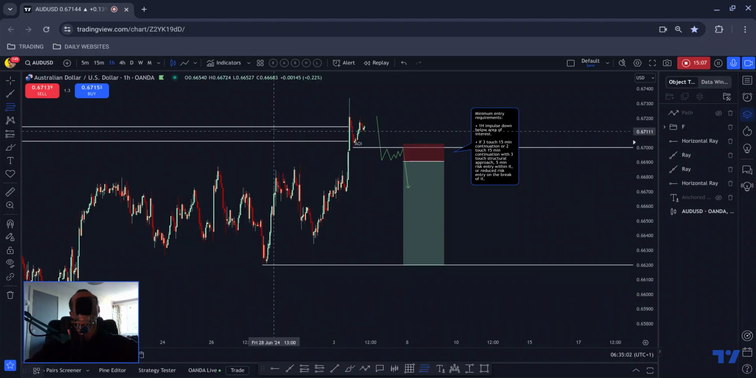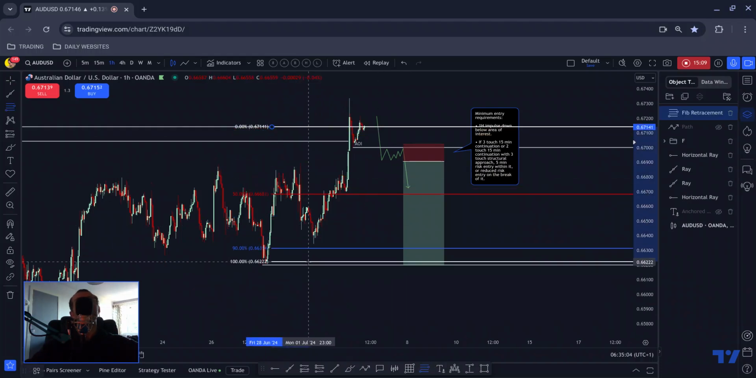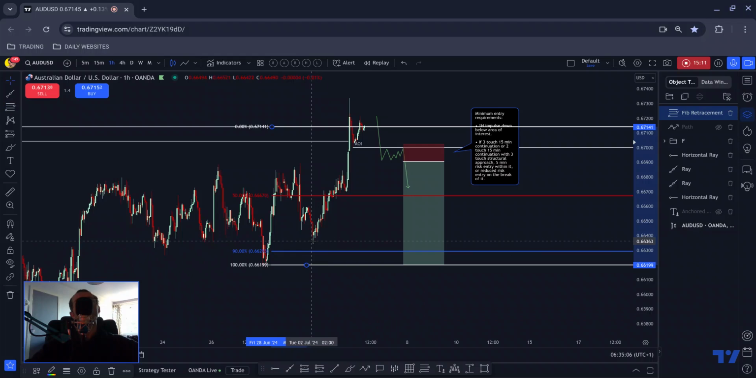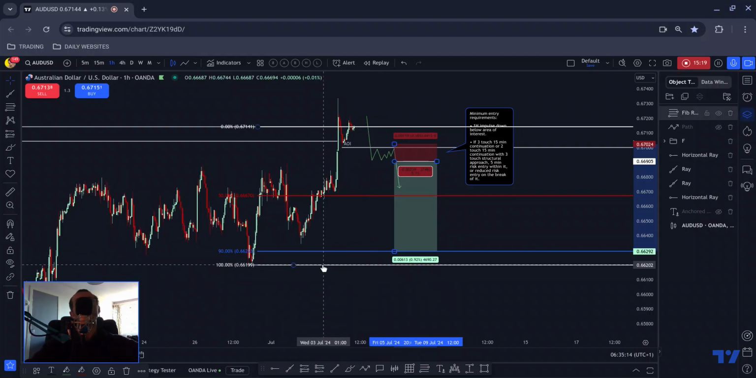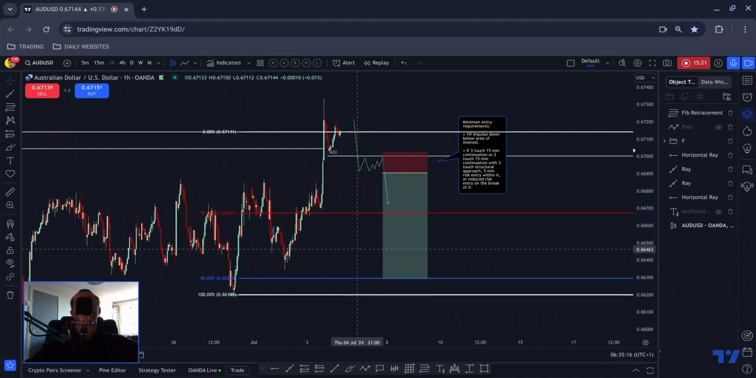And the reason being is because if we measure the range, okay, yes, we have that there, but this would actually give us something in the region of 5%. You could set a take profit there, okay, but I prefer to aim for something in the region of 6% plus.